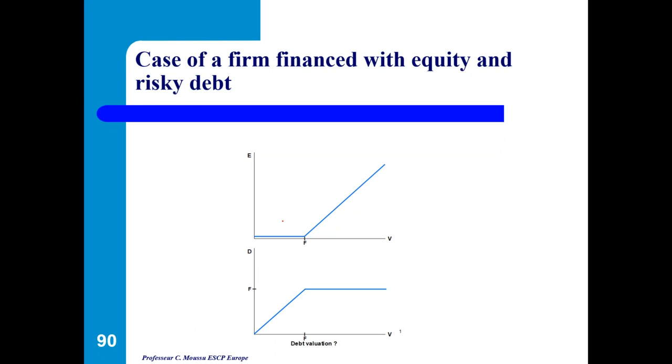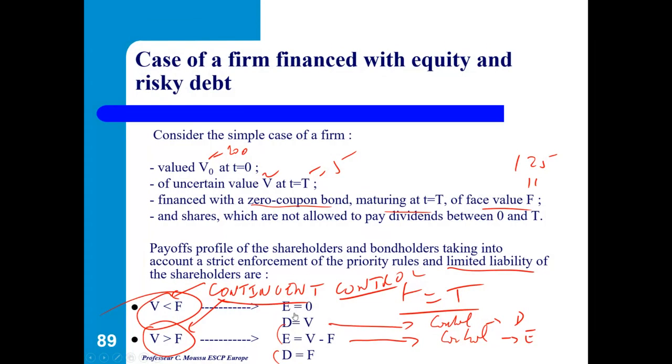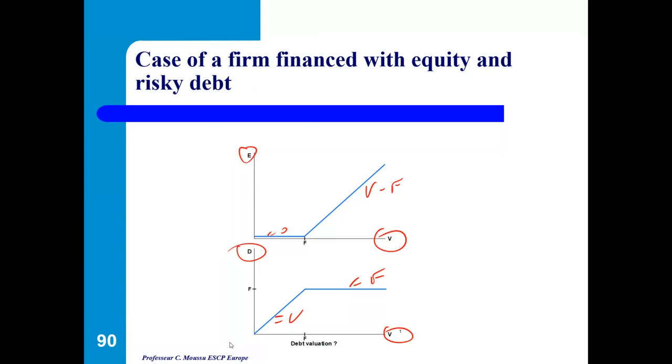I just say, here is the equity, and here is the value of the firm and leverage. So I just have those equations in a graph. If V is below F, you have 0. If V is over F, you have V minus F. Here you have F, and you have V. So this is just the equation. I'm just turning those equations into graphs.